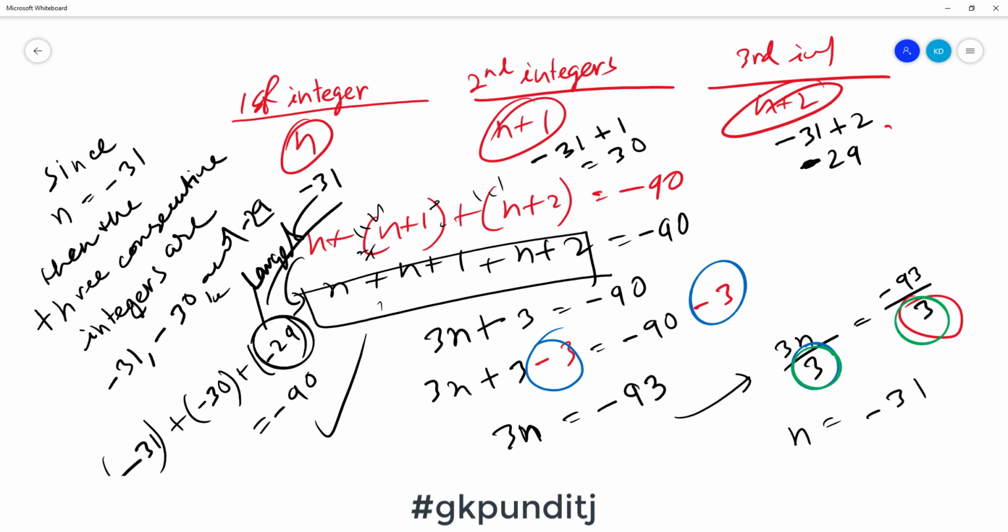Okay, so I'm concluding my session, and in the next sessions we will discuss consecutive even integer problems and consecutive odd integer problems.